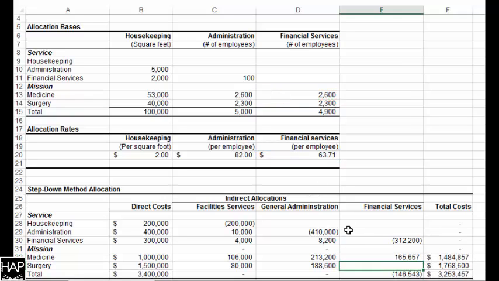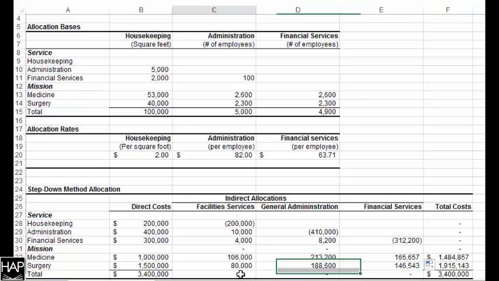So the Department of Medicine pays $165,657 for the employees. And then we can drag down the formula there. So I know that I have done this right because all of the cells here at the bottom zero out. So that means I've allocated the full amount that I had to for each support center, not more and not less.